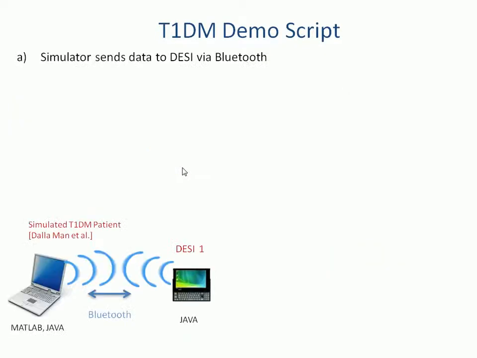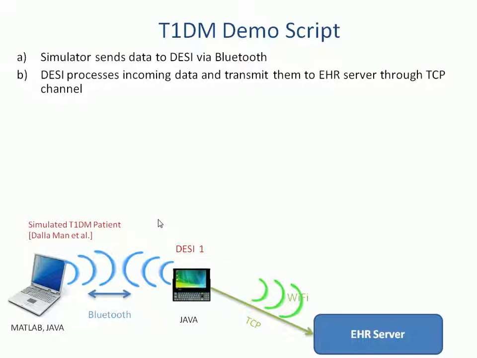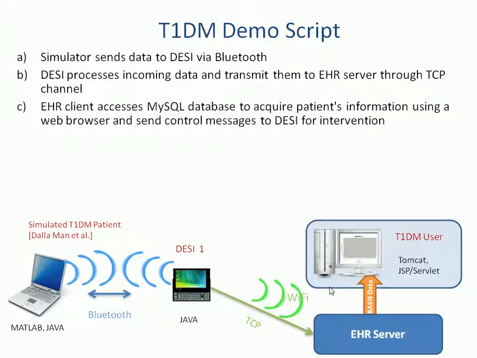So here is my demo script for the type 1 diabetes case study. At the front end, I programmed this simulator using MATLAB and Java to simulate a type 1 diabetes patient, generating diabetic blood glucose sensor data to send to DESI. Then DESI processes the incoming data and transmits them to the EHR server through TCP.